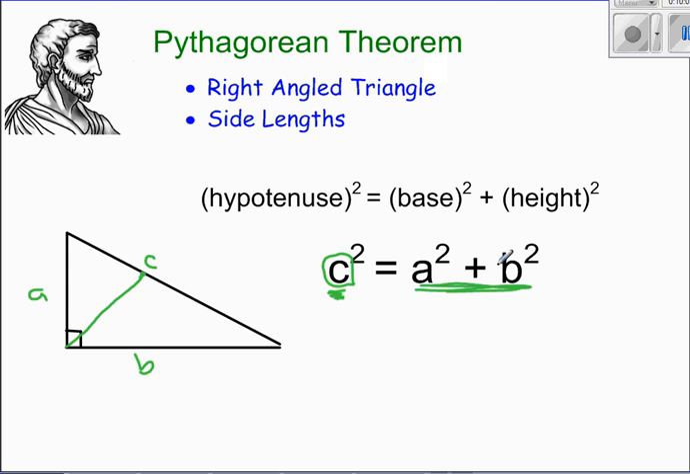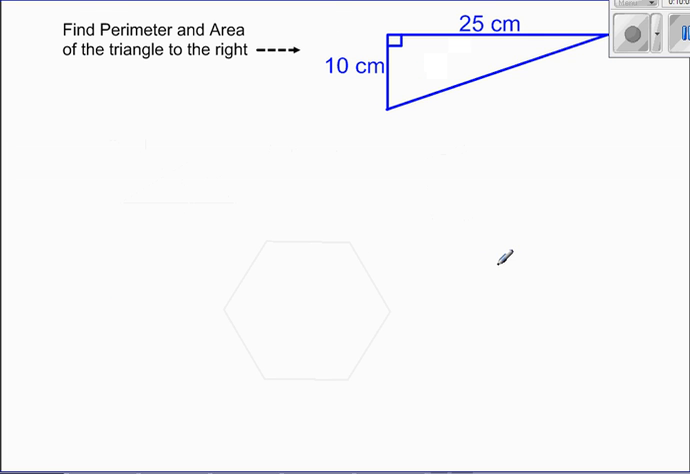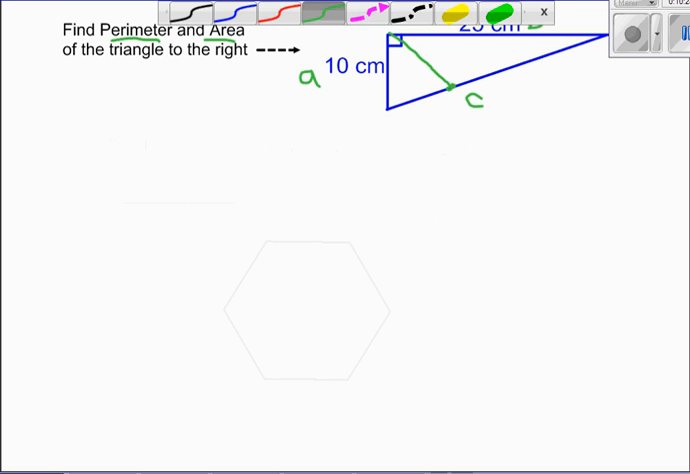So let's practice doing that. For example, here's a right angled triangle. I'm going to draw a line through that right angle, and I've touched now the hypotenuse, which is labeled C. The other two sides, I'm just going to call them A and B. And the question says, find the perimeter and the area of this triangle. So let's talk first about perimeter.